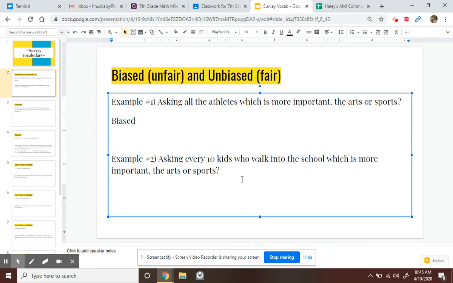Okay, whereas this one, if you ask every 10 kids who walk into school which is more important, the arts or sports, well, that way you're getting more of a wide variety of people. So that would be considered unbiased because you're not just asking the athletes, you're not just asking the artsy people, you're asking everyone. So you would get an unbiased answer. So there's biased and unbiased.